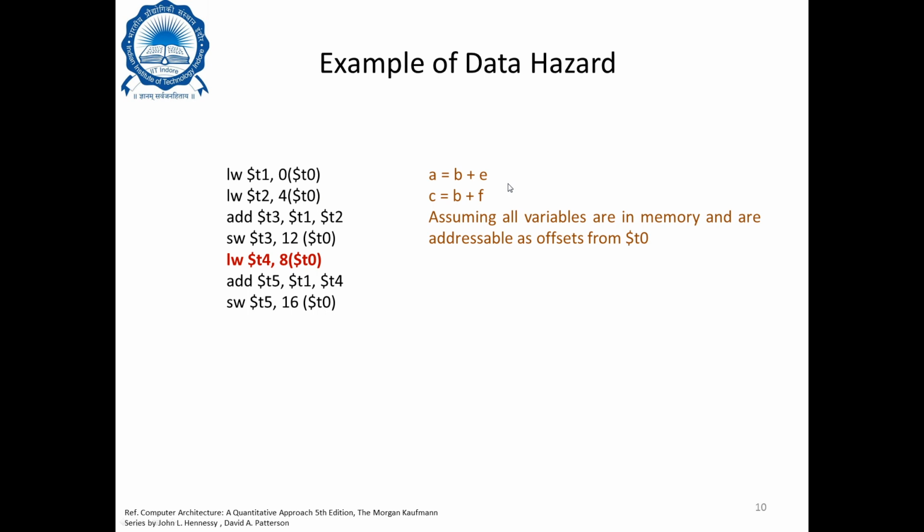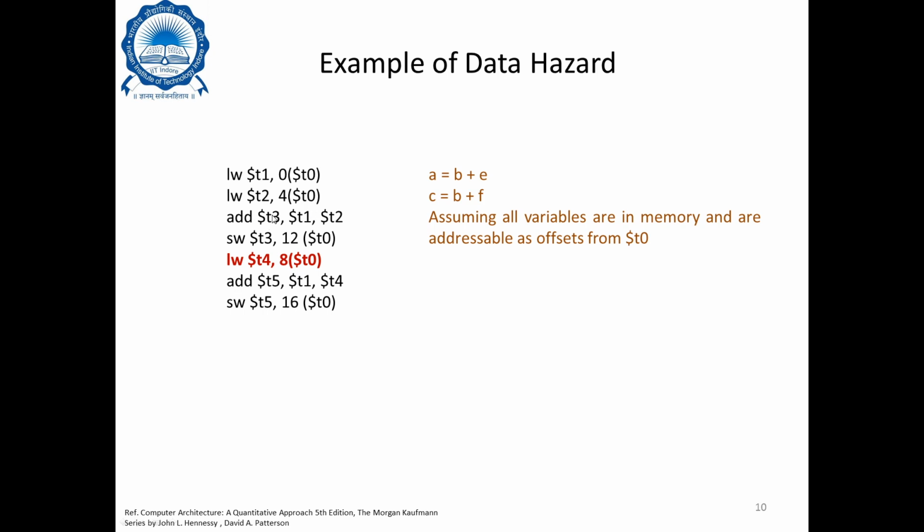Imagine now we are trying to load E. So LW $T2, 4($T0). Now E gets into the $T2 register, and then we will add it. So $T3 = $T1 + $T2. We are adding the content of B and E and storing it into T3.